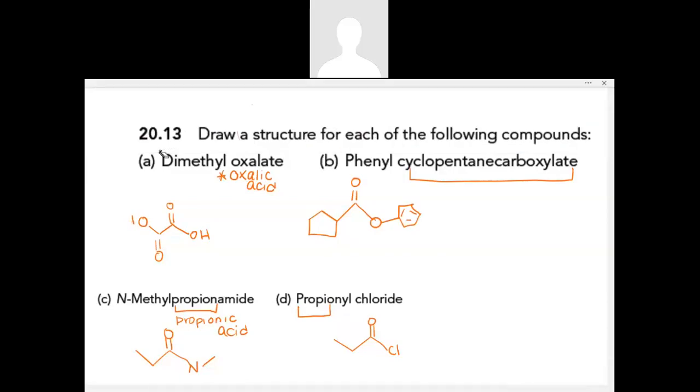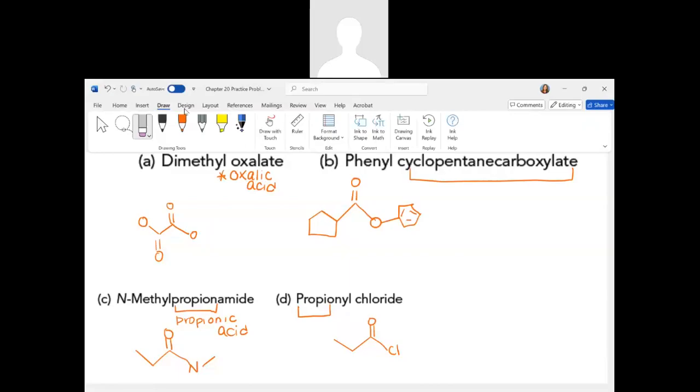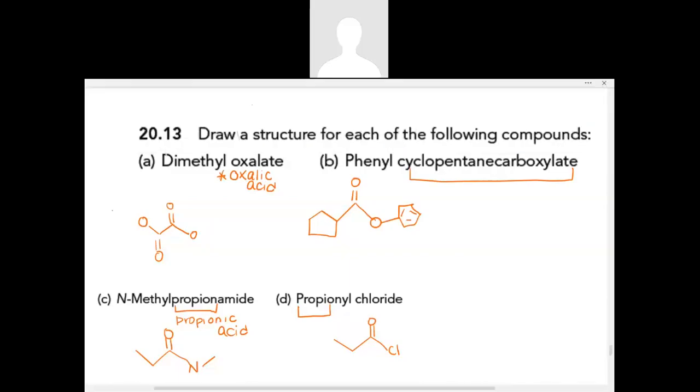If we were to remove these protons here and replace them with the two alkyl groups mentioned here, the dimethyl, we would create instead a diester. So that's what we see here, this dimethyl oxalate. And the name ending in -ate implies that we have the diester here.